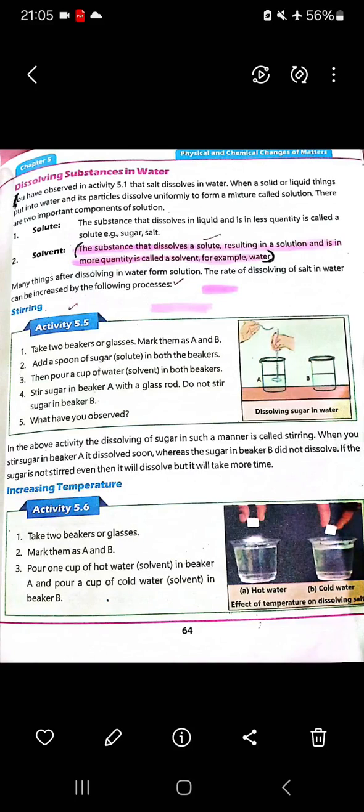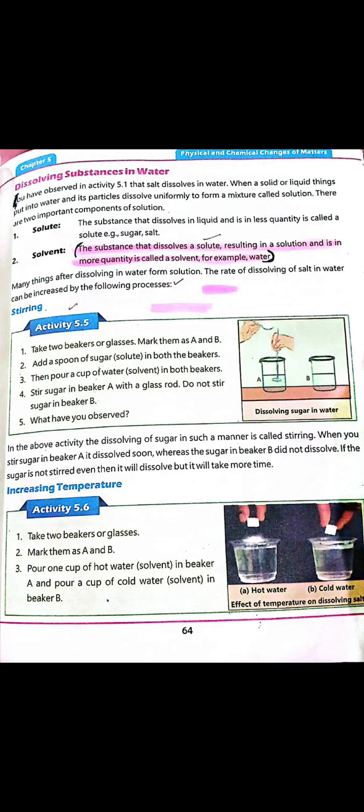Now, how to increase the solubility of a solution? If you are going to make a solution, if you are going to dissolve salt in water or sugar in water or any other solution, what will be the factors that increase the solubility of the solution?